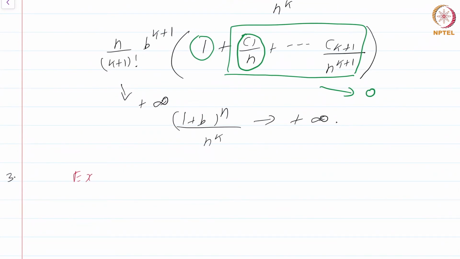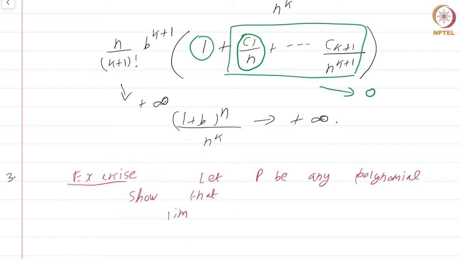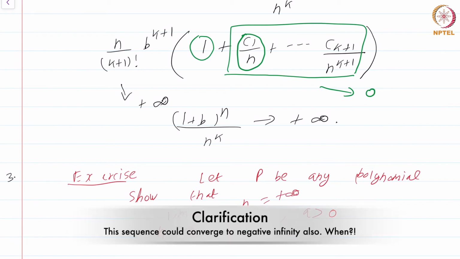Exercise. Let P be any polynomial. Show that the limit as n goes to infinity of a power n by P of n, a greater than 1, is plus infinity as usual. Okay.